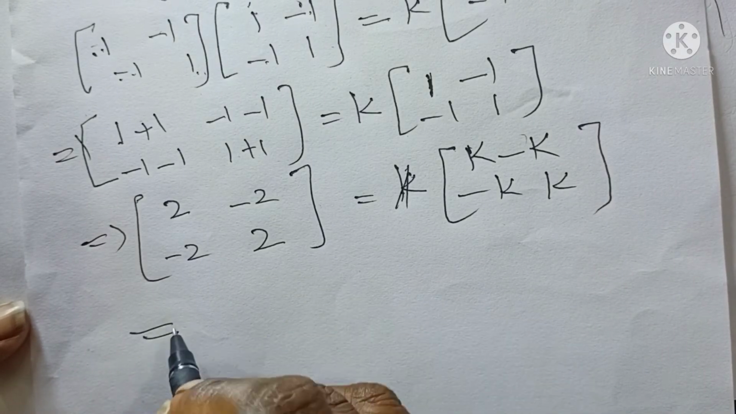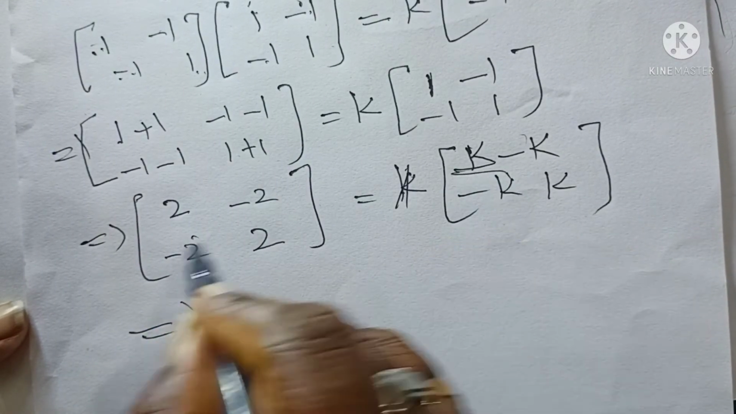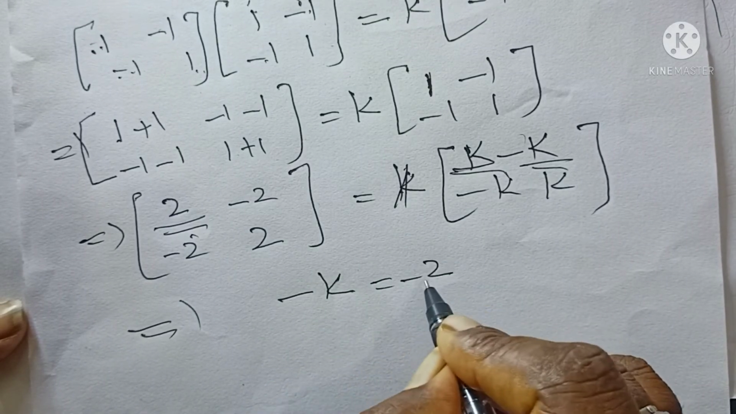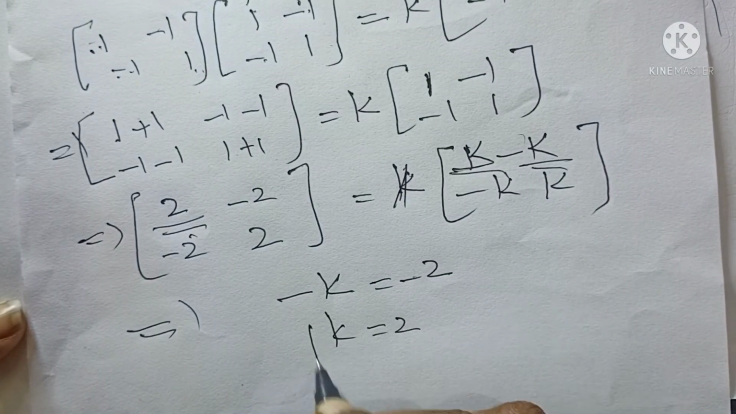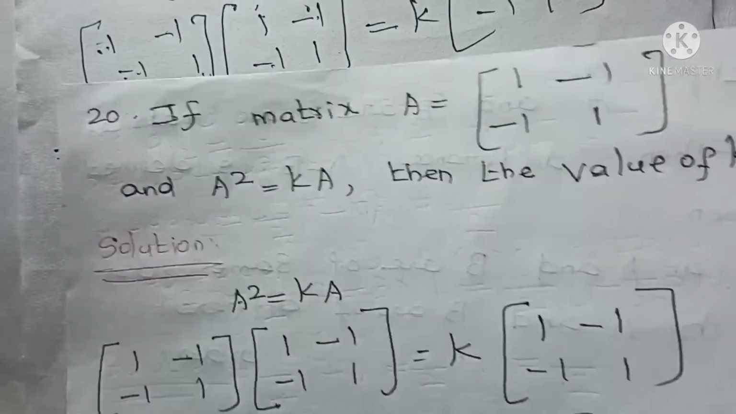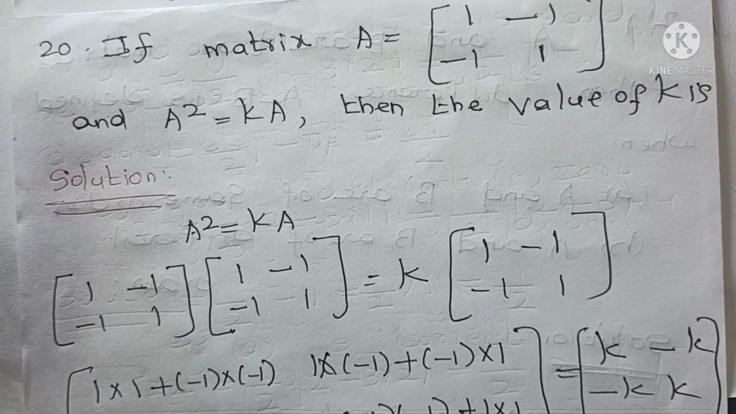So what is the value of K from here? So K is equal to 2. Here also minus K is equal to minus 2 means K is equal to 2. So what is the value of K? K is equal to 2. So this is the question and answer.